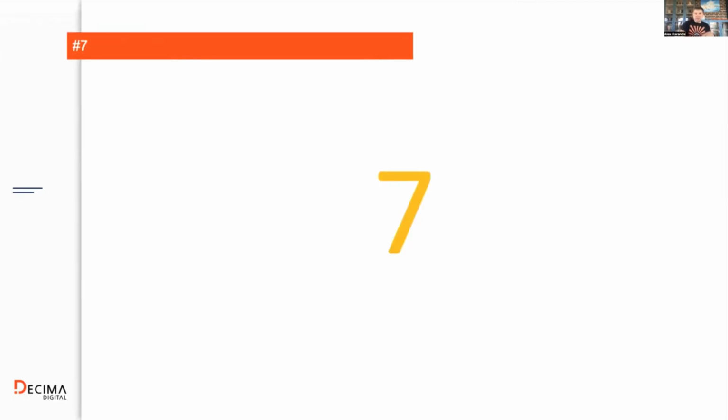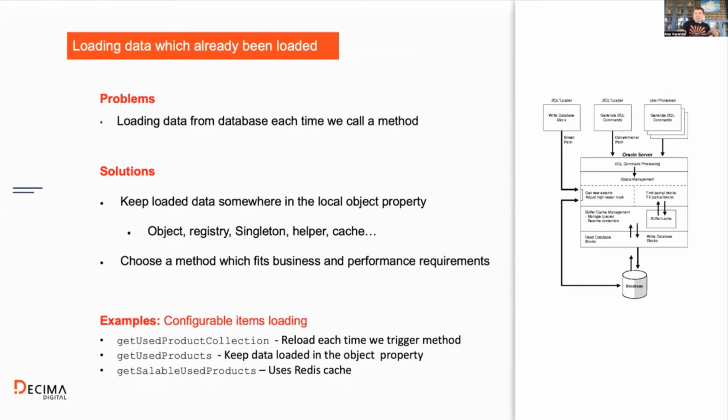The next one is loading data which has already been loaded. This is another classic issue, which is also common for all applications. So the problem is when some methods are reloading the same data from the database several times during a single PHP session execution, or recalculating information each time we trigger the method, instead of returning already loaded data or pre-calculated information.